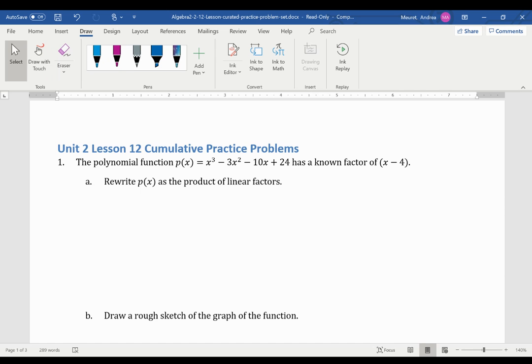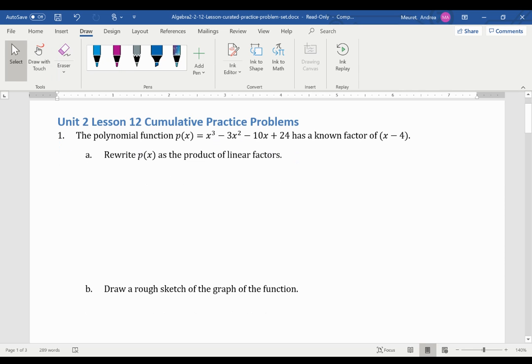So today we were looking at dividing out factors of polynomials to eventually be able to write the entire polynomial as an equation in factored form. So for number one, for this polynomial function, p of x equals x to the third minus 3x squared minus 10x plus 24, if we know that x minus 4 is a factor of that, then we can divide it out. And then once we divide it out, we'll have a quadratic, and we know how to factor quadratics. So then we can continue factoring and eventually have the entire polynomial in factored form.